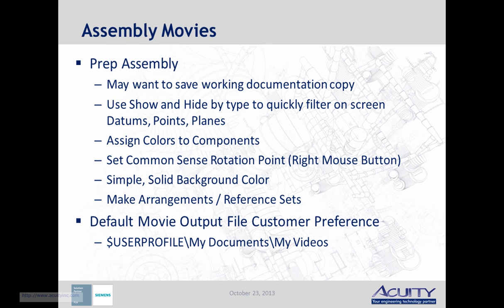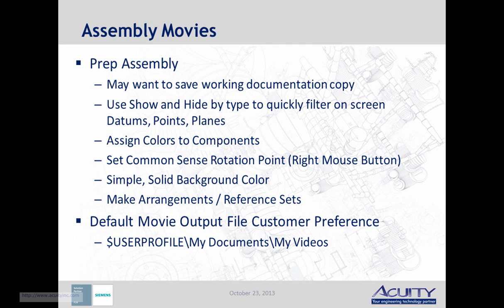For assembly movies, you want to always prep the assembly first. You want to save a working documentation copy. Use the Show and Hide by Type command to quickly filter on screen points, datums, planes. Assign colors to components. Set your rotation point. Use a simple background color. And make your arrangements and reference sets in advance. The default movie file output is in your My Documents, My Videos folder.